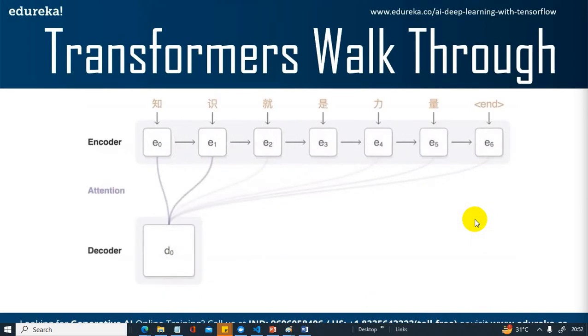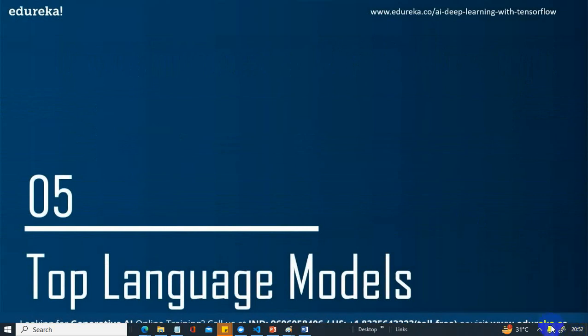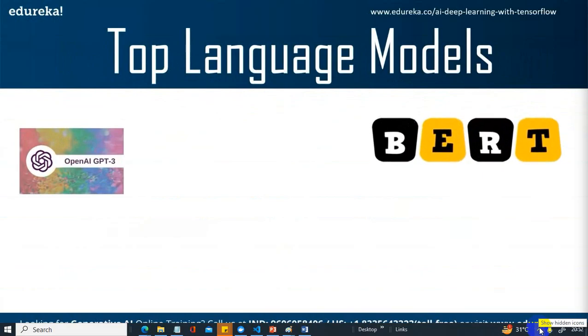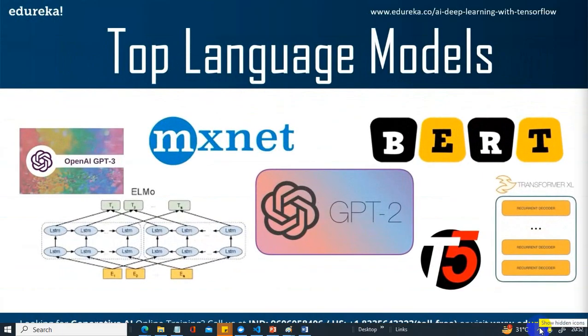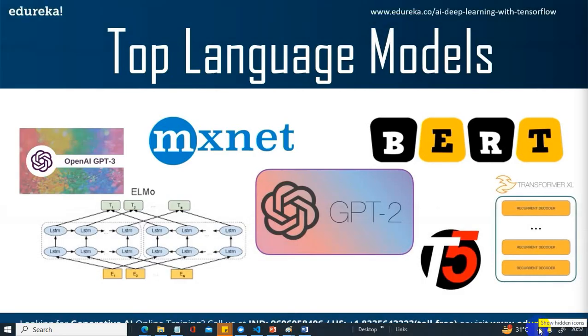Alright, so this was the brief about transformers. So let us now move ahead and see some of the popular language models that are available in the market. Alright, so let us start off by understanding OpenAI's GPT-3. The successor to GPT and GPT-2 is GPT-3, and it is one of the most controversial pre-trained models by OpenAI. The large-scale transformer-based language model has been trained on 175 billion parameters, which is 10 times more than any previous non-sparse language model. The model has been trained to achieve strong performance on many NLP datasets, including tasks like translation, answering questions, as well as several other tasks.